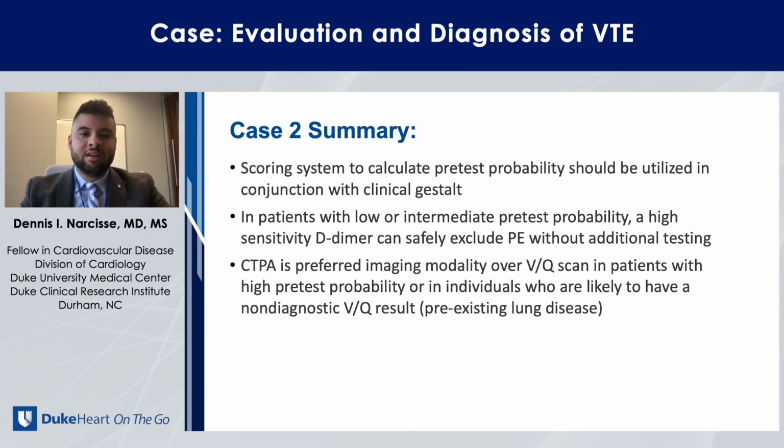So in summary here, a scoring system to calculate pretest probability should be used in conjunction with clinical gestalt. In patients with low or indeterminate pretest probability, high sensitivity D-dimers can be used upfront to safely exclude PE without additional testing. CTPA, or the CT of the pulmonary arteries, is the preferred imaging modality in high pretest probability patients who are likely to have non-diagnostic VQ results.